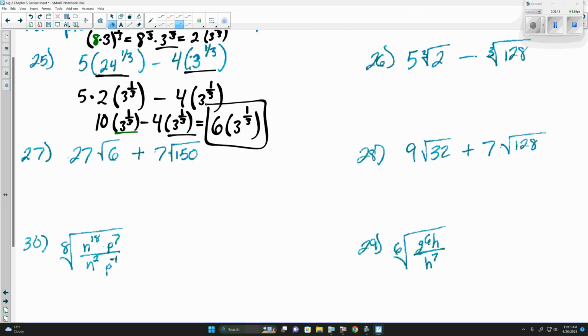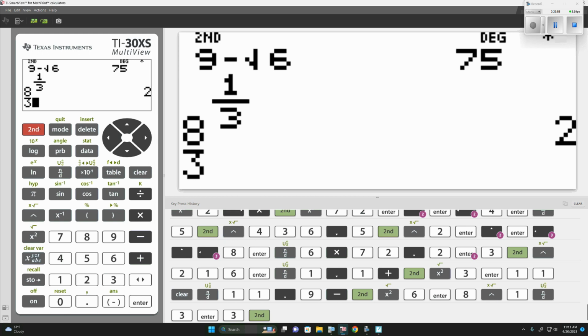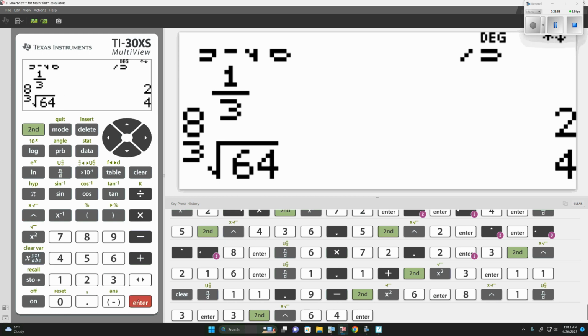26. We need these radicals to be the same. Now the first one has the cubed root of 2. So for us to be able to subtract these, both of them need the cubed root of 2. Now at this point here, we need to see what times 2 is 128. That would be 64, because 64 times 2 is 128. We can't take the cubed root of 2, and that kind of was told to us because the other one had the cubed root of 2. We just need to see if we can take the cubed root of 64. And the cubed root of 64 is 4.